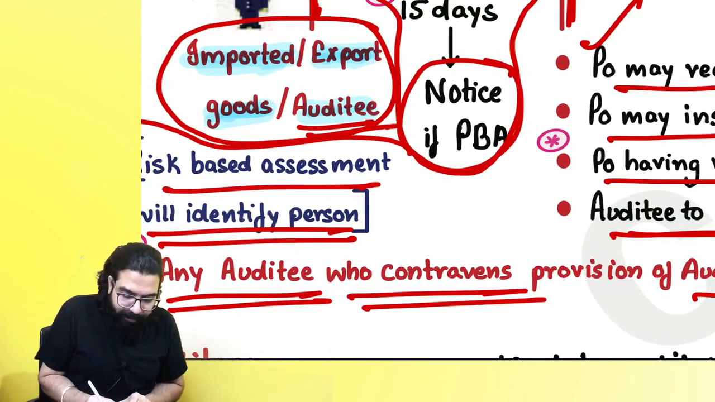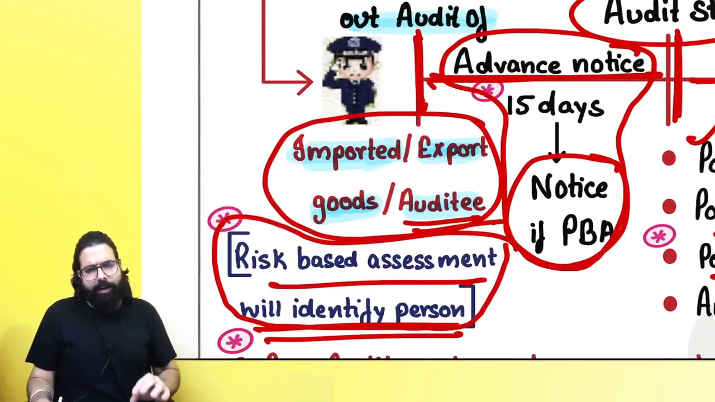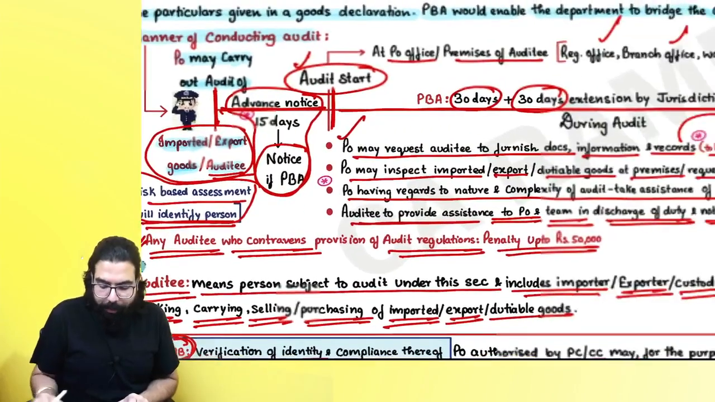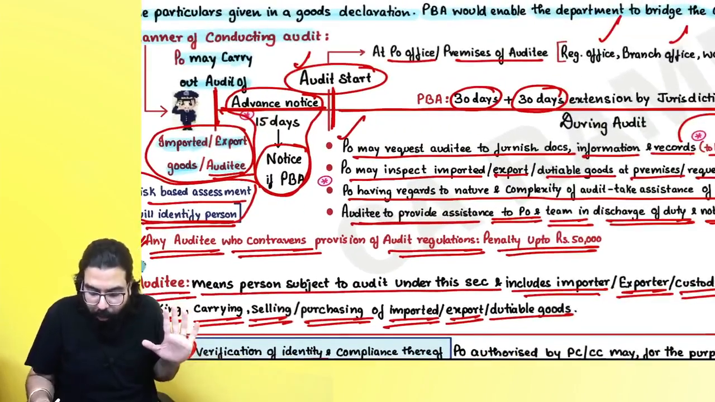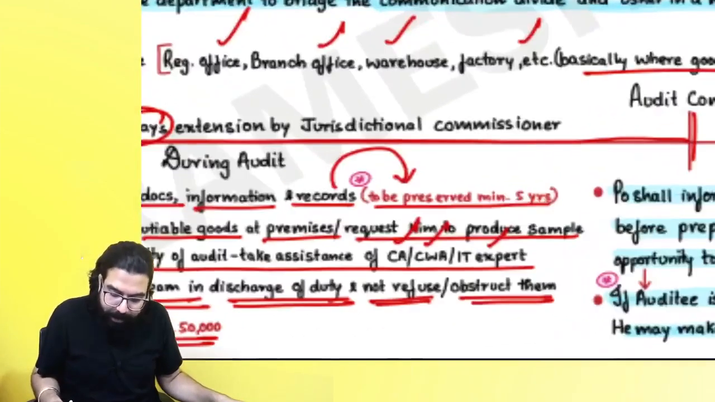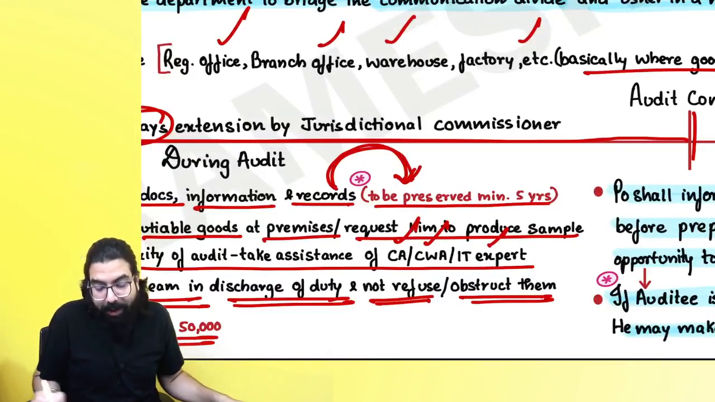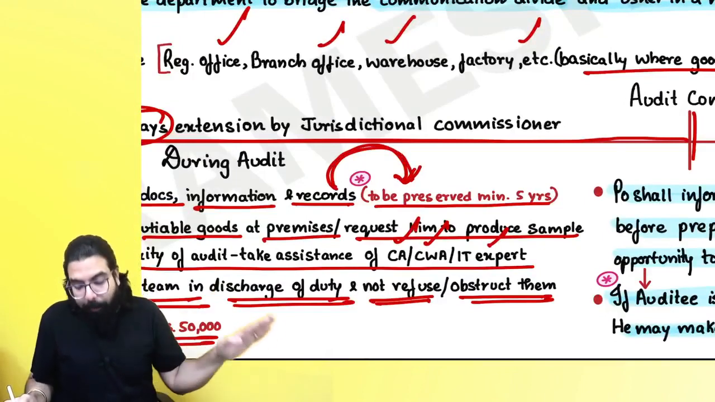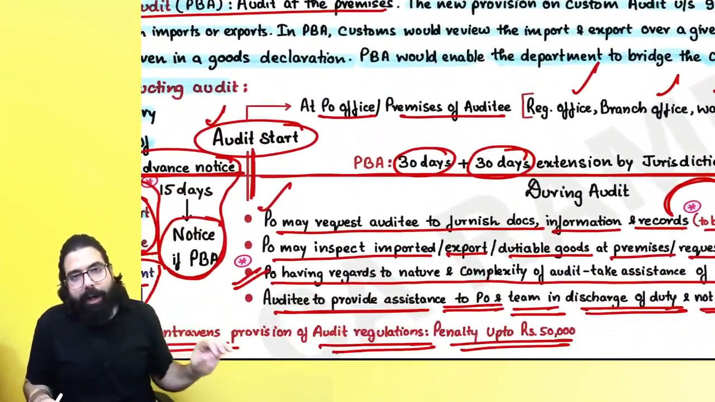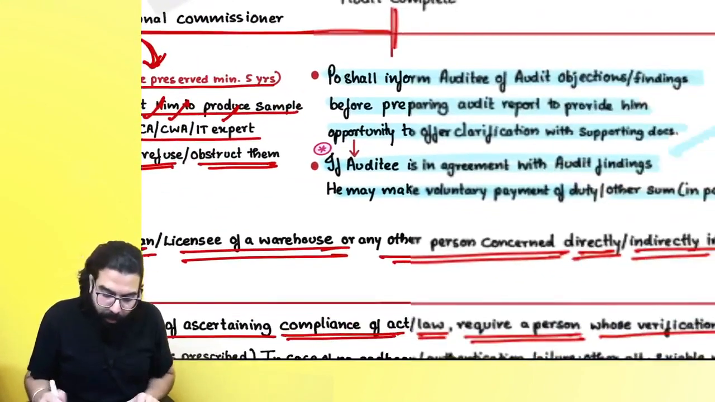Risk based assessment: always the person will be identified. The more risky the person is, his chances of audit are more. Then, sir, any auditee who contravenes the provision of the audit regulation, penalty is up to 50,000. Sir, the next salient feature of audit procedure: always remember you are required to maintain your records for a minimum of 5 years. Then, if the proper officer during the audit wants to take the help of an IT expert, chartered accountant, or cost accountant, he can also do that.